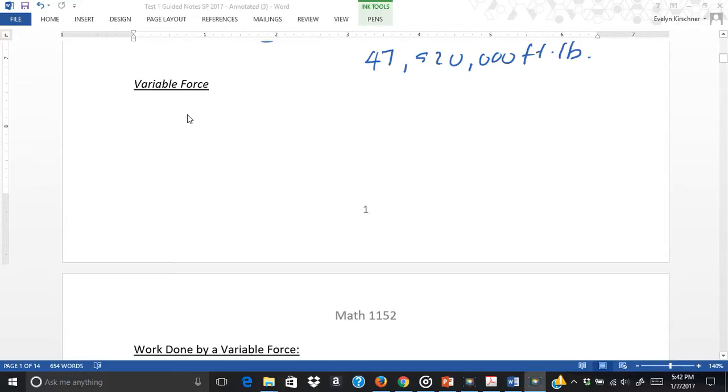Okay, a variable force is a force that changes. So when I have a force that's maybe a little bit stronger and a little bit less, I need calculus to determine that work. Because it changes, we know that the amount of force changes as the object changes position.